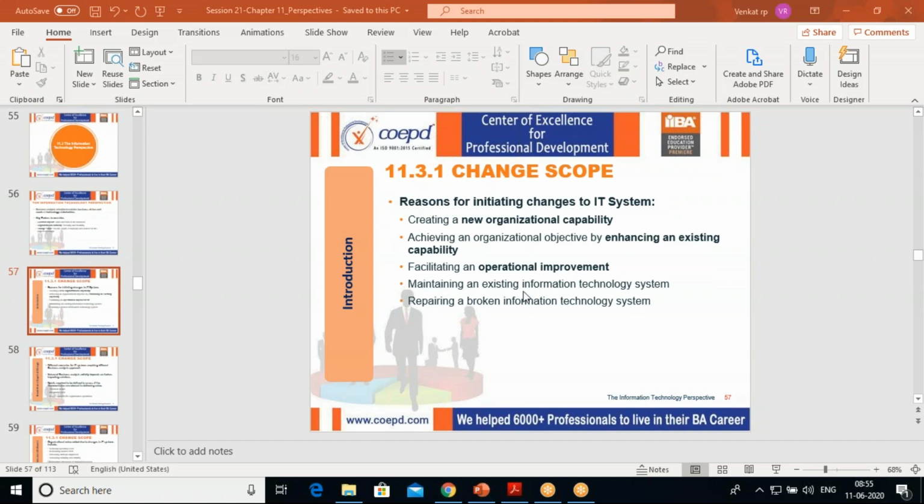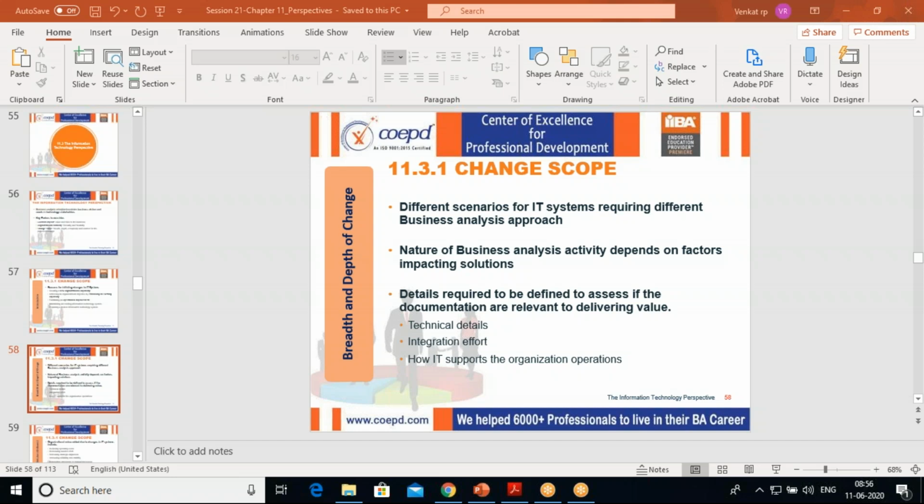Generally the reasons for initiating changes to IT systems would be creating a new organizational capability, or achieving an organization objective by enhancing an existing capability, or facilitating an operational improvement. It is generally what we do on a day-to-day basis. If you face any problem, the first thing we see is whether we can do anything on the IT front to address this gap or limitation. Generally we come up with an IT system, right? So that is what we are going to see here.